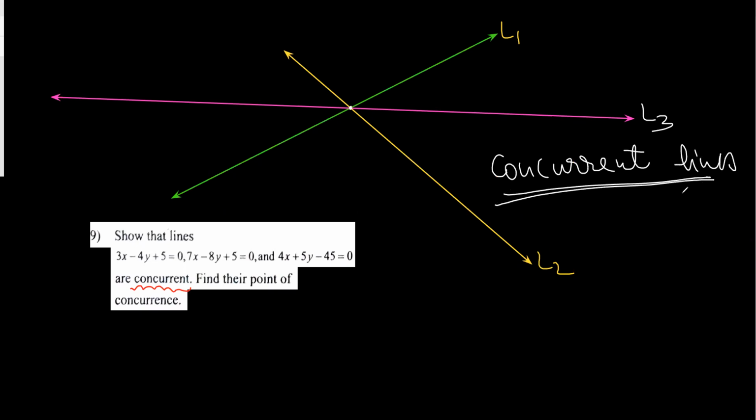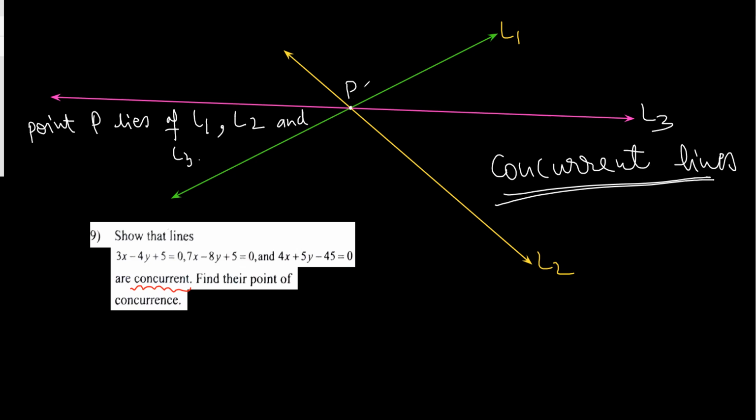Remember, students, concurrent lines are those lines which pass through one single point. They all pass through one single point. Think this point is P. Let us call this point P. So I can say that point P lies on L1, L2, and L3. It lies on all the three lines.